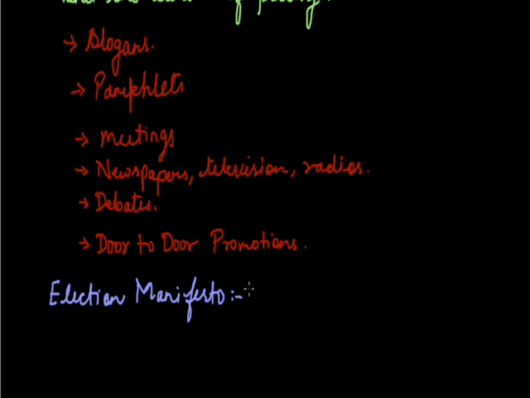An election manifesto is a booklet of promises that the political parties make to the people. It contains their previous achievements as well as the benefits they are going to provide to the people if they come into power.